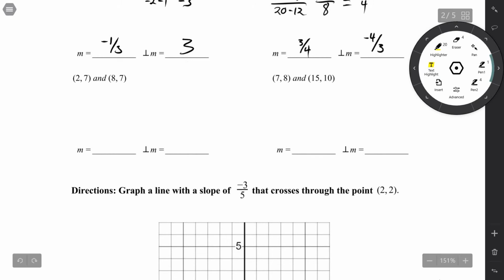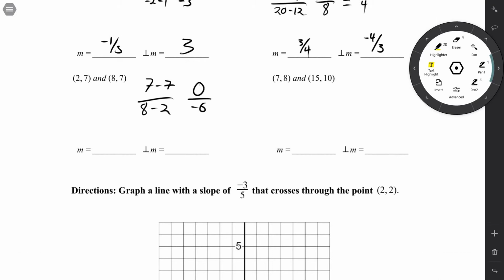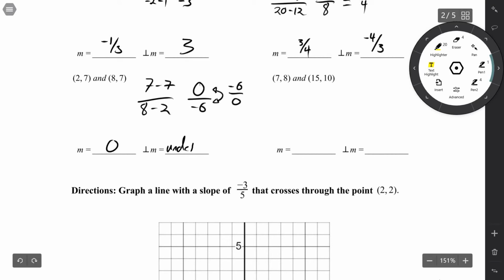This one here, I see y values are the same, so this is going to be maybe a little tricky. 7 minus 7 over 8 minus 2, so we would get 0 over negative 6. Well, that's just 0. It doesn't matter what's in the bottom of this, so we're looking for a 0 slope here. And if we flip this upside down, we would get negative 6 over 0. Anything over 0 is undefined, and that's what the perpendicular slope would be, undefined.